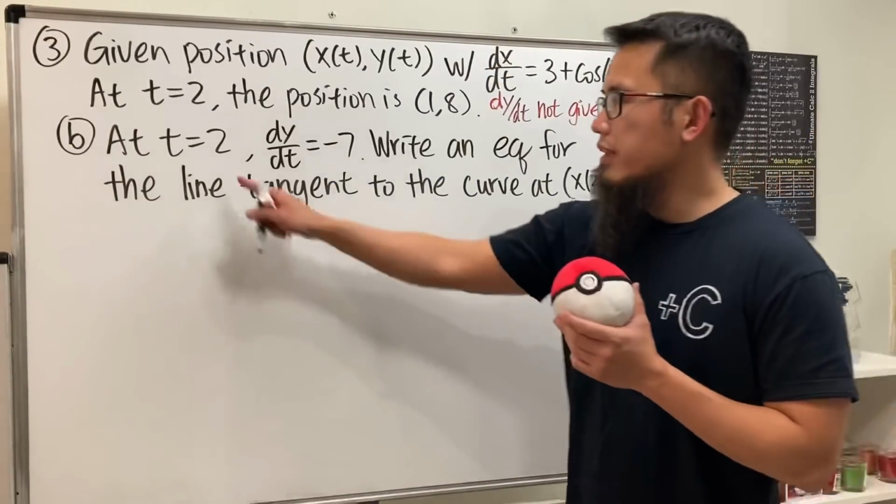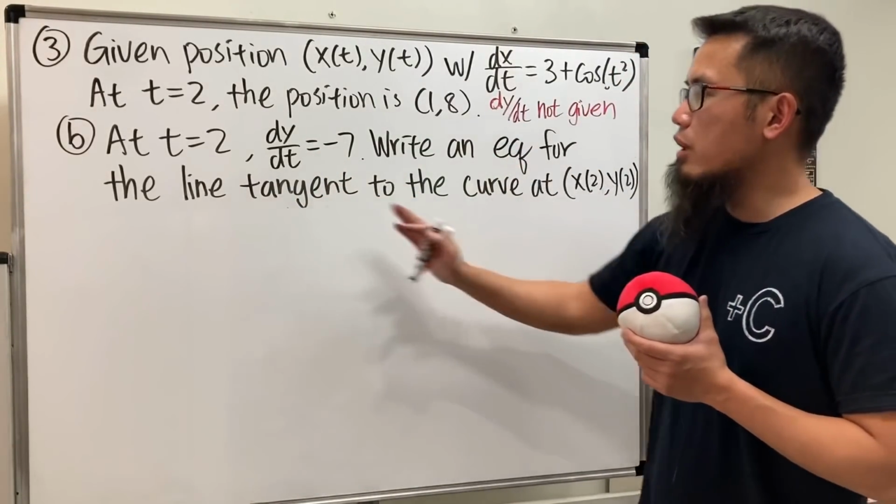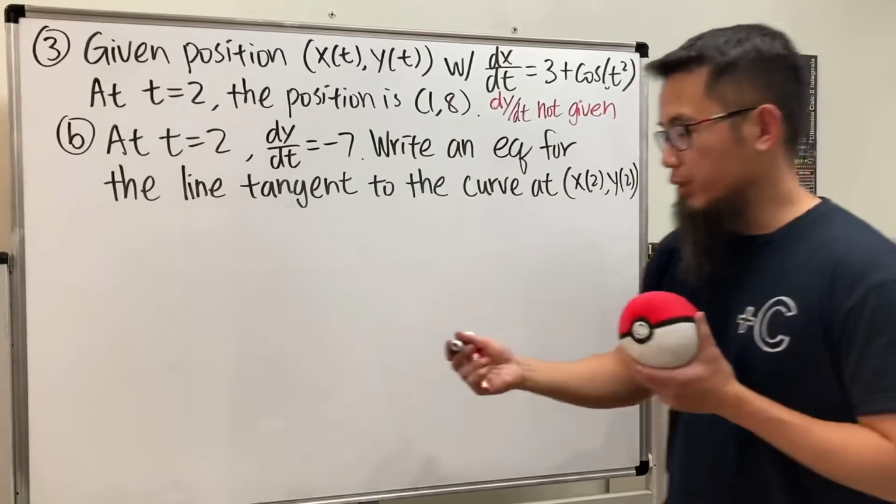Part B, we are given that when t is 2, dy/dt is equal to -7, and we are going to write an equation of the line tangent to the curve at this point, which is just that. So of course, we need to get the slope.